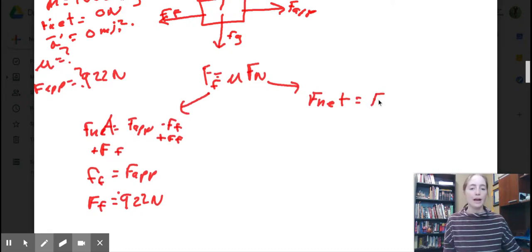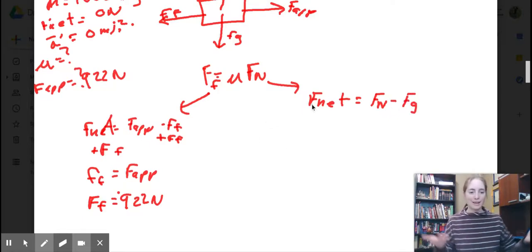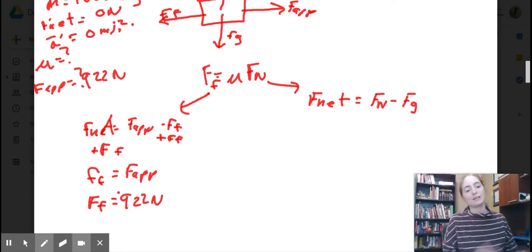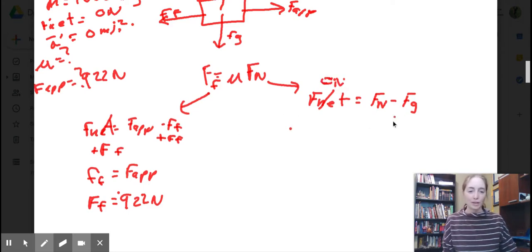So let's make an F net equation on the vertical. And so we have our normal force minus our force of gravity. Well, this dog sled is not accelerating up through the air nor sinking through the ground. So that means the forces on the vertical are also going to cancel out. We are going to have an F net on the vertical of 0 newtons. So I'm going to add my Fg over onto this other side. So my Fg is now going to equal my Fn.